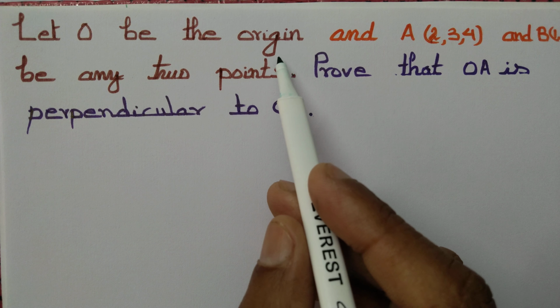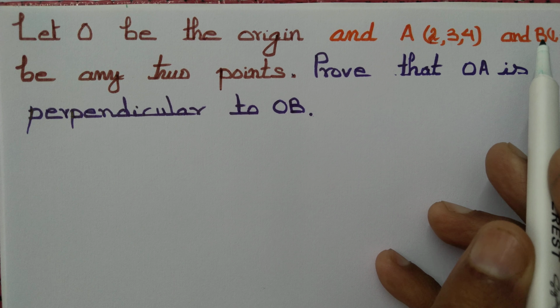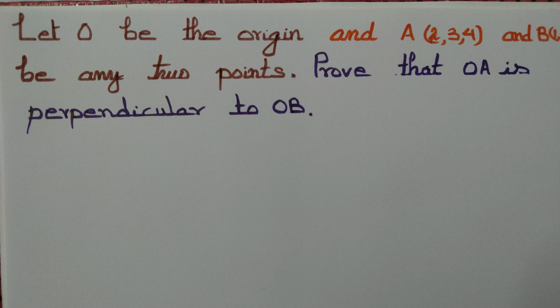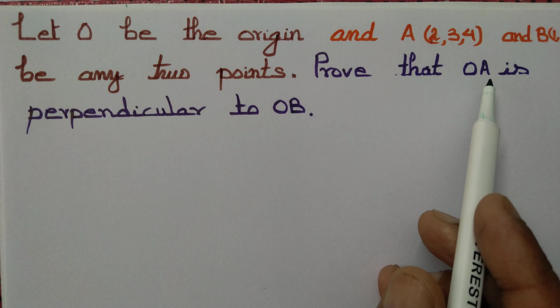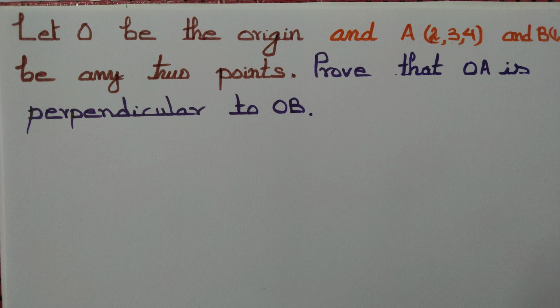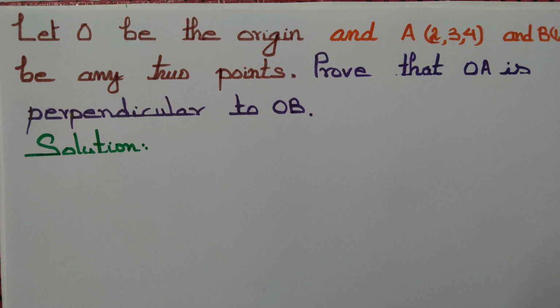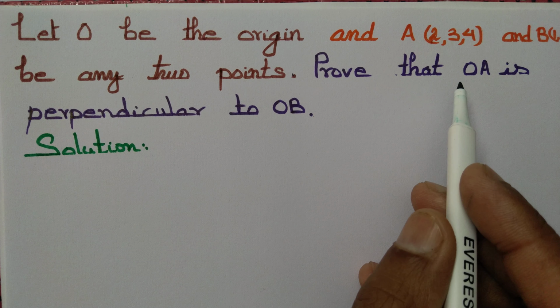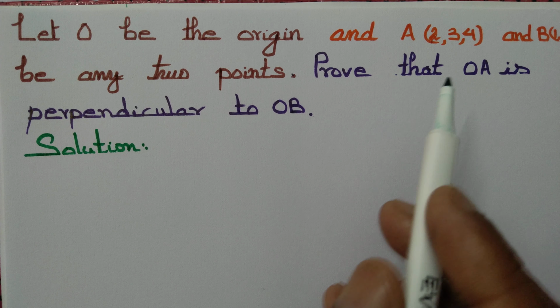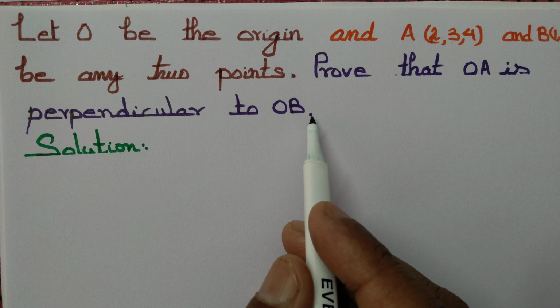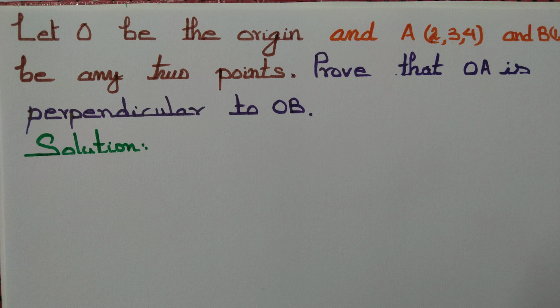Let O be the origin and A and B be any two points. We want to prove that OA is perpendicular to OB. We can do it by just finding the direction ratio of OA and then the direction ratio of OB, and then taking their product and adding and showing that that is equal to 0.